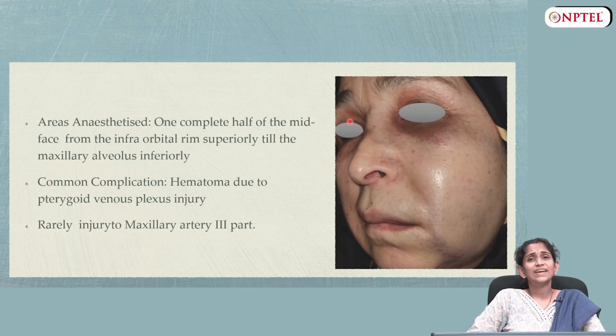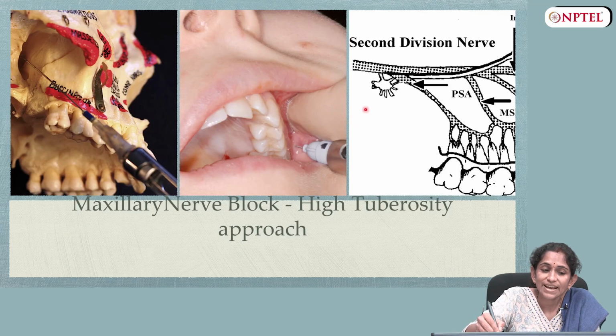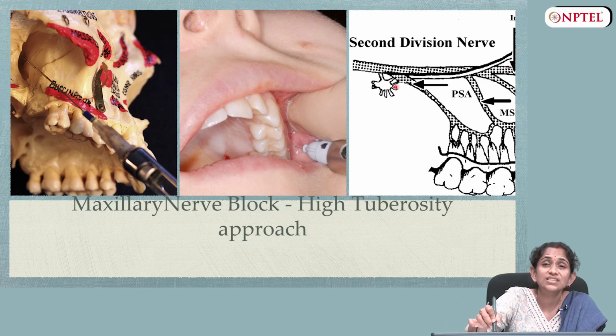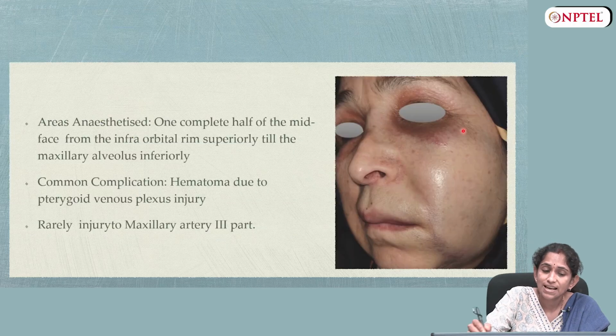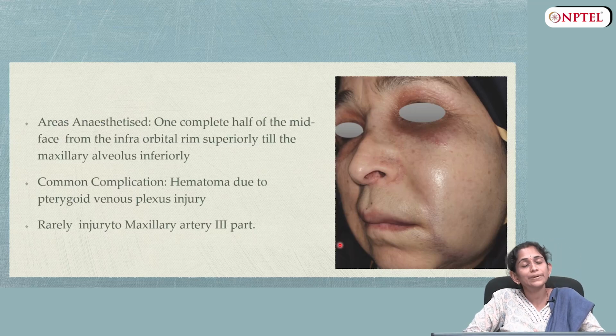So, what are the areas that are anesthetized? We know that we are blocking the complete maxillary nerve, the ganglion along with all its branches, which include the PSA, MSA, ASA, infraorbital, and all its terminal branches, including zygomaticofacial and zygomaticotemporal. So, one half of the mid-third of the face is completely anesthetized when we give a maxillary nerve block.